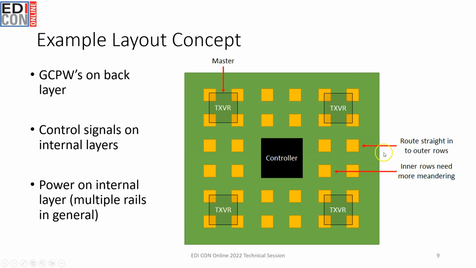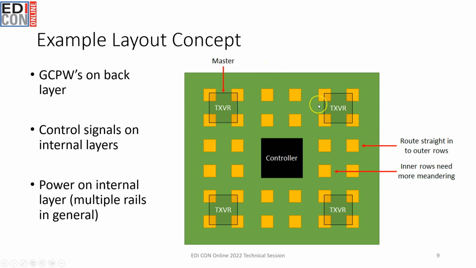So depending on where these different antenna elements are located, you could route straight into some of them, but in order to maintain phase matching, particularly with analog beamforming, you then have to apply meandering to some of these antenna elements that are closer to each of these transceiver chips.